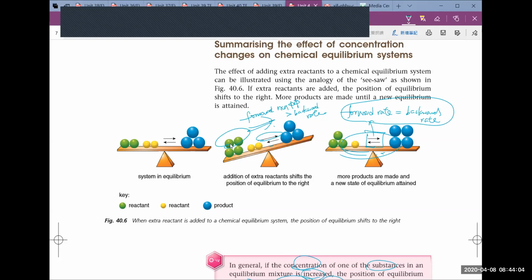So by doing so, we will continue until the forward rate equals the backward rate. So we will call that a dynamic equilibrium has been attained. So what will happen is about that too. Now, the equilibrium position has been shifted. Why? Because we will want to take a look at the relative amount of this.